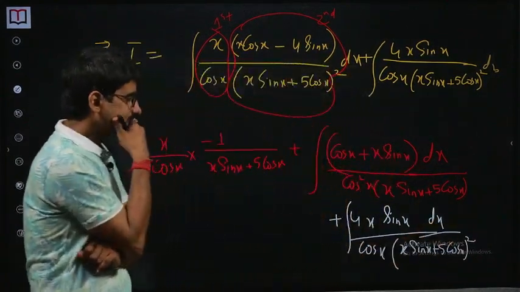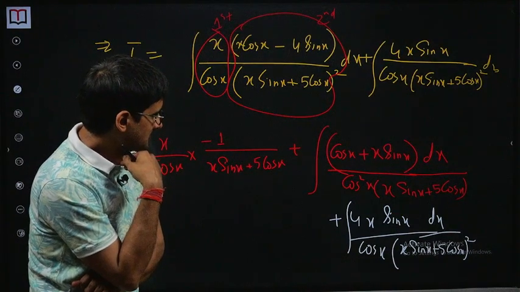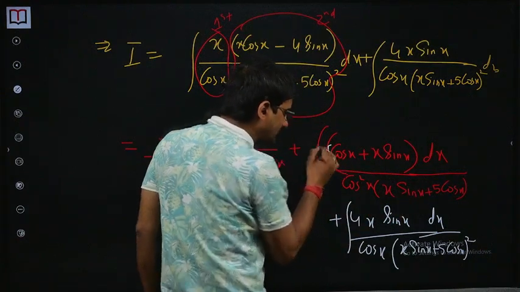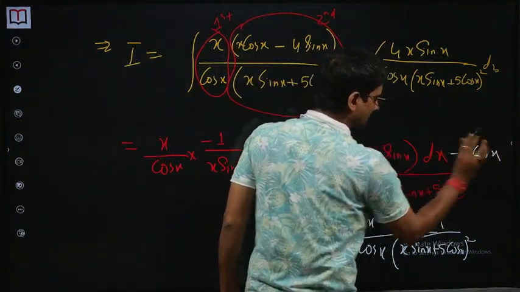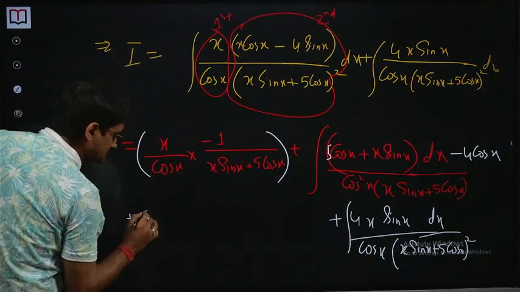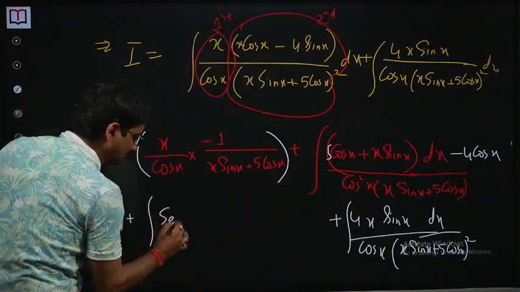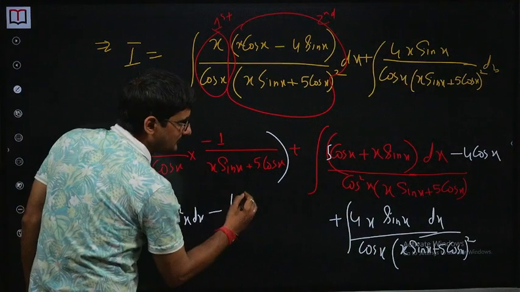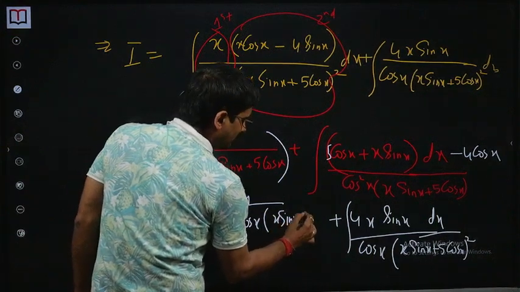Right, just a minute. 4x sin x. Shall we try to balance it here also? Let me do it. Wait, children. So 5 cos x. If I add 4 cos x here, I'll be subtracting 4 cos x here. So this one is done. So this is plus x sin x upon 5 cos x cancelled, integral of secant square x done, dx, which is 10x we know, minus 4 upon cos x into x sin x plus 5 cos x.